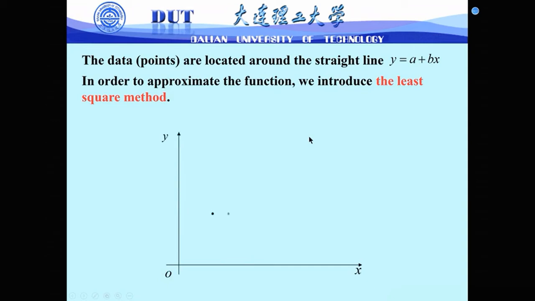This is the coordinate system. Now you see we obtain some data points, like the black dots. And also here, I show you, these dots can be bounded between two straight lines. Actually, here we cannot use the interpolation method. Otherwise, let's see what happens. If we use the interpolation method, that means we will find a function passing through all the points.